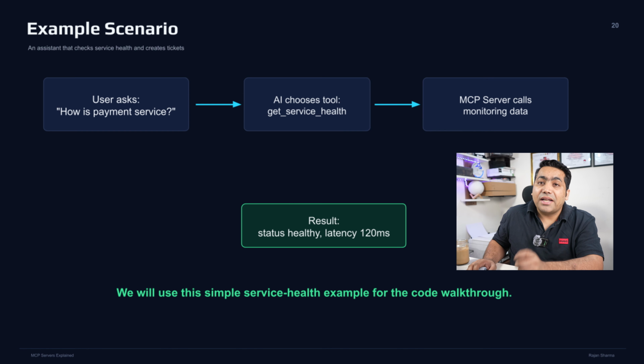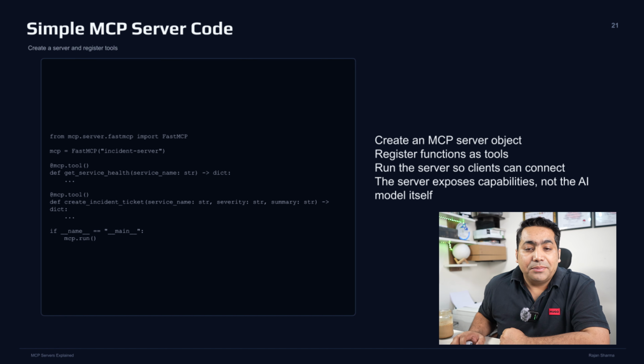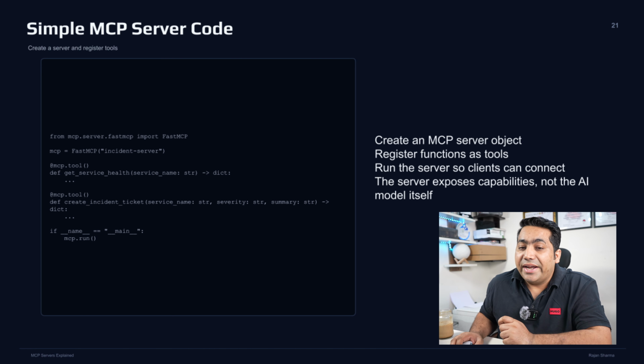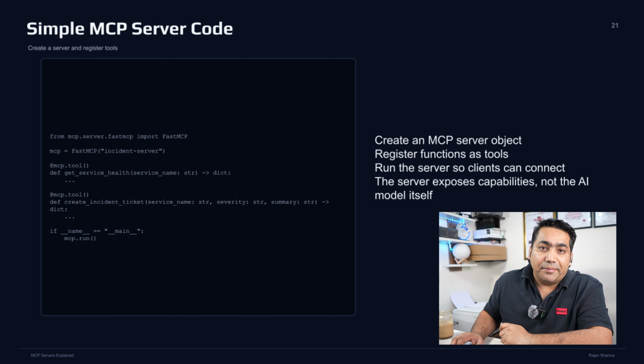Now let's look at the server code. We create an MCP server object. In this example, the server is called incident server. Then we register functions as tools. One tool checks the server health, another tool creates an incident ticket. At the end, we run the server so the MCP client can connect to it. The key idea is this: the server exposes capabilities. It's not the AI model. It is the program that makes external capability available to the AI application.